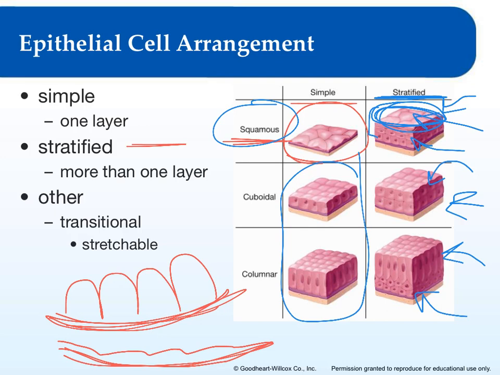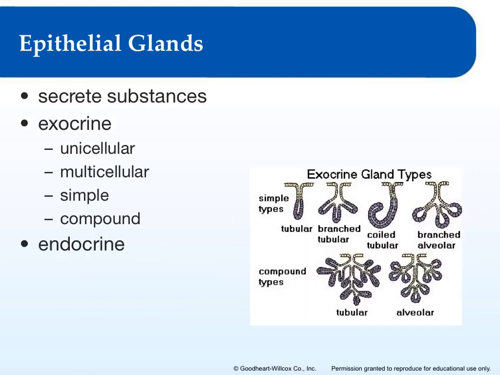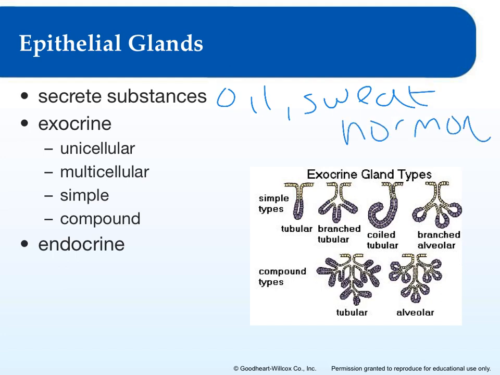Okay, so you have to make sure when you're naming your epithelial tissues that you look first at the amount of layers, and then you look at the shape of the apical or free surface if it's stratified, if it has more than one layer. Okay, most of our glands are going to be made of epithelial tissue. If it's an epithelial gland, it's going to secrete a particular substance. It might secrete oil. It might secrete sweat. It might be a hormone gland, so it's secreting hormones. Those are some of the basic things that these glands can secrete.